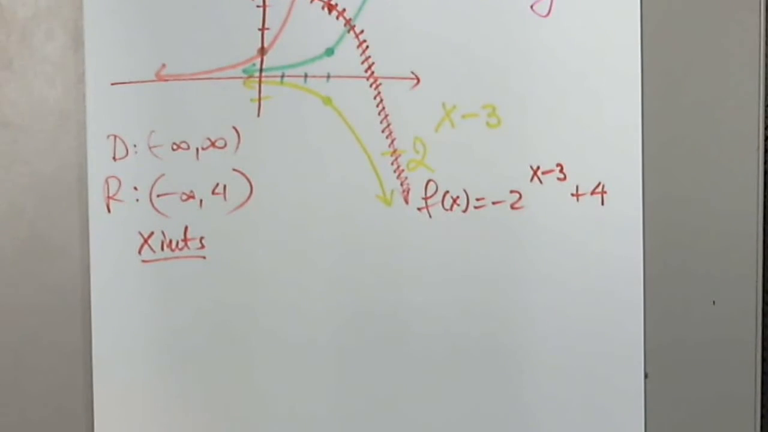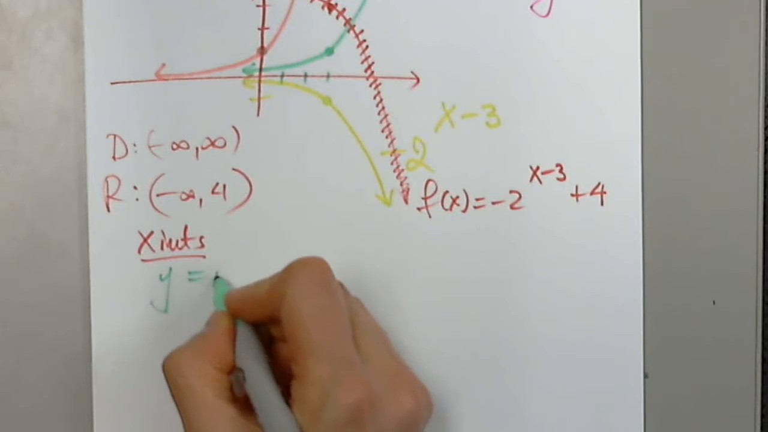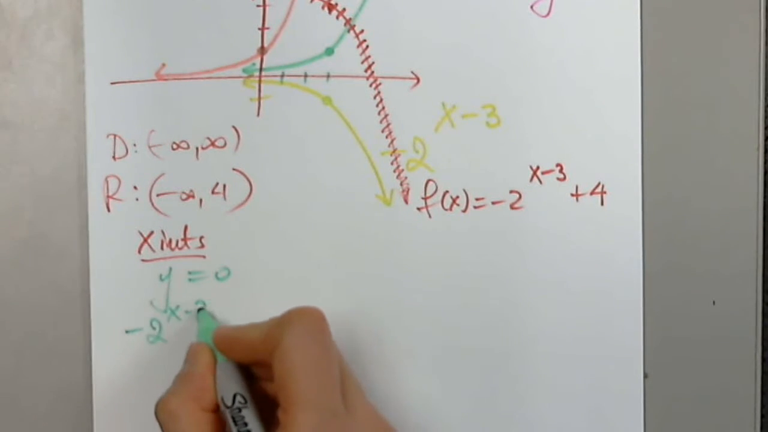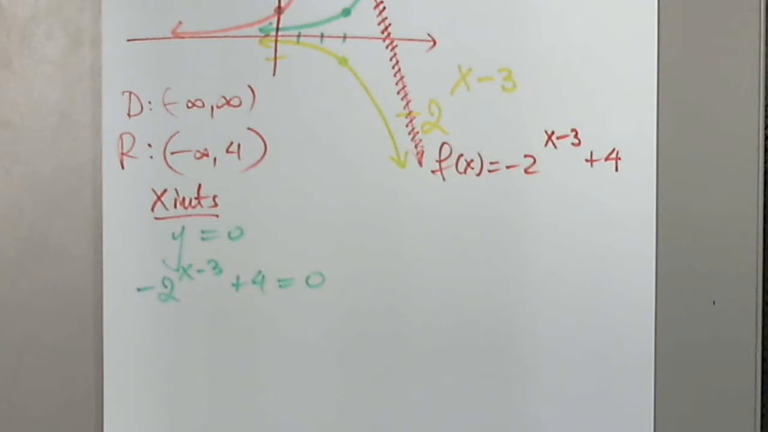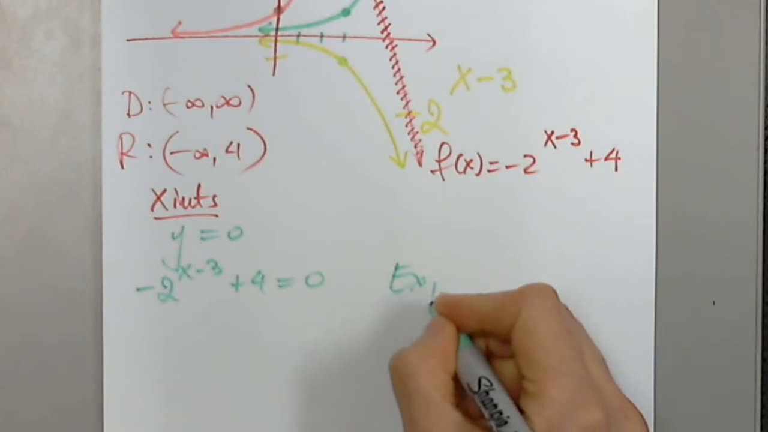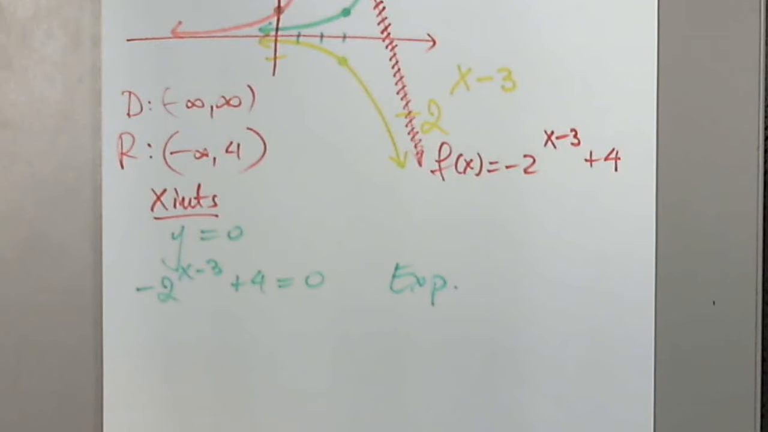I get y is 0. Set y equal to 0. Very good. Which is -2 raised to x minus 3 plus 4 equals 0. Awesome. What type of equation is this, and how do I solve it? It is exponential. Awesome. How do I proceed?